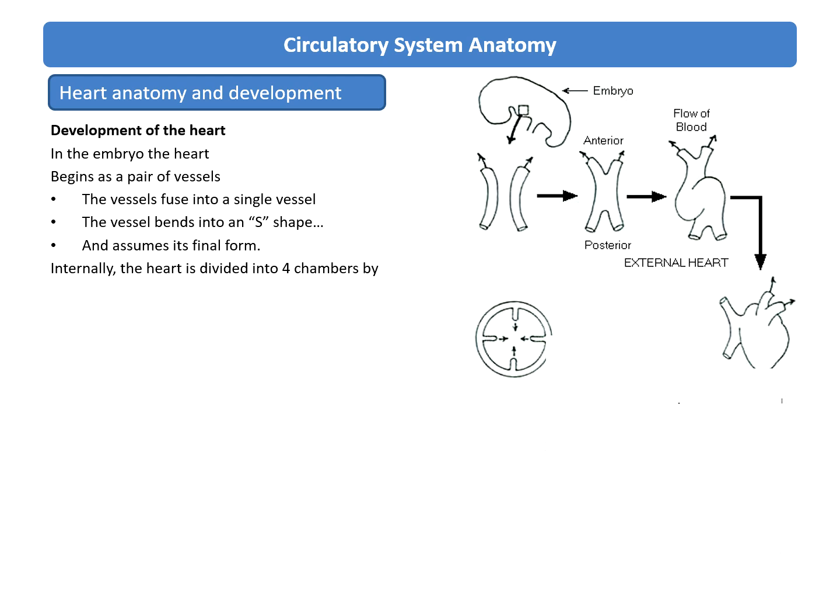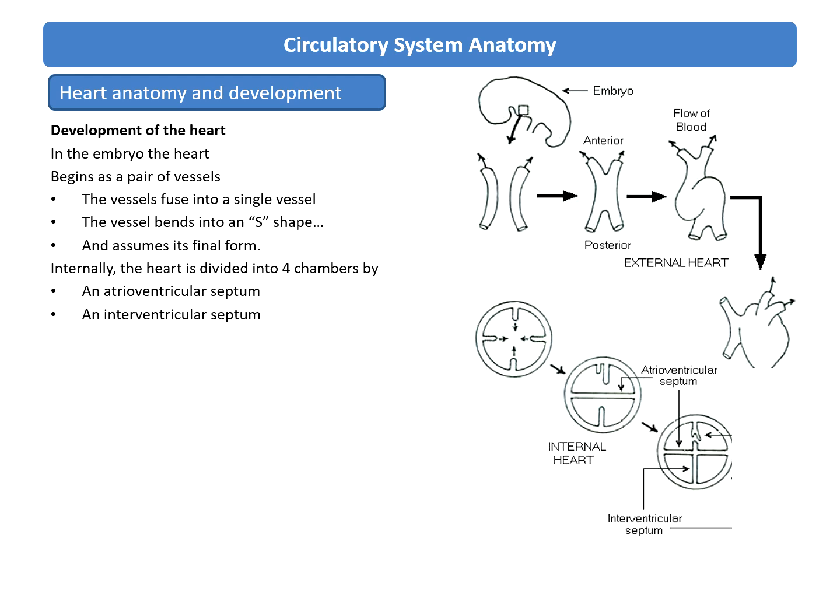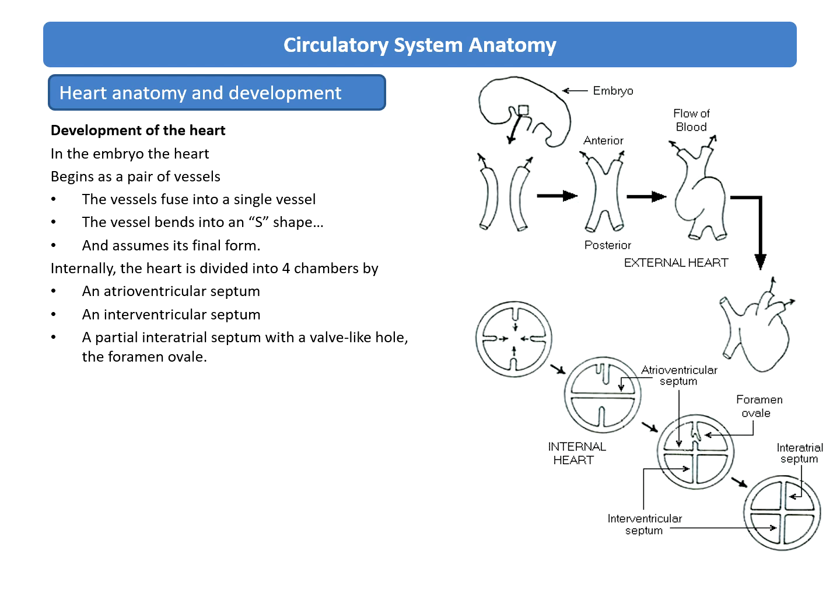Internally, the heart is divided into four chambers by walls called septa. An atrio-ventricular septum forms to separate the atria from the ventricles. The valves will form within that wall. An interventricular septum will form between the left and right ventricles, and a partial interatrial septum forms. It ends up with a valve-like hole called the foramen ovale. Eventually, as you will see, the foramen ovale will close.